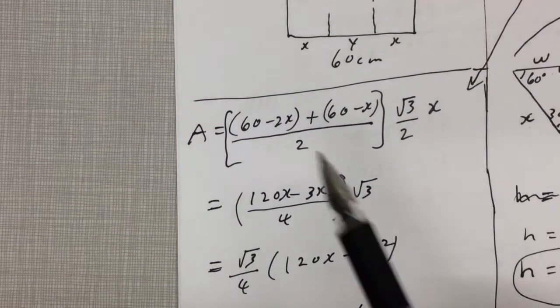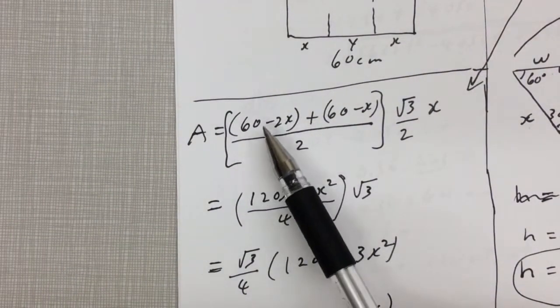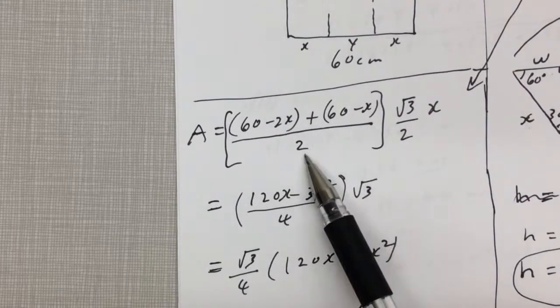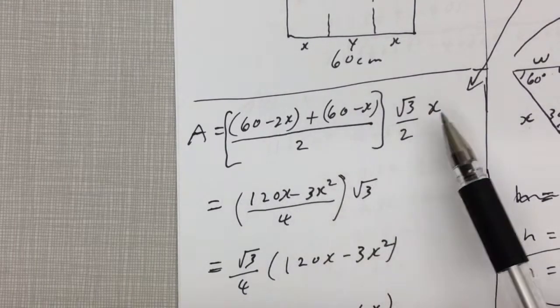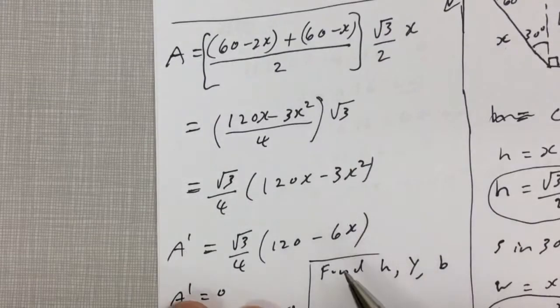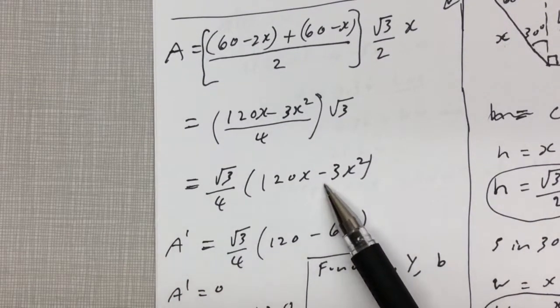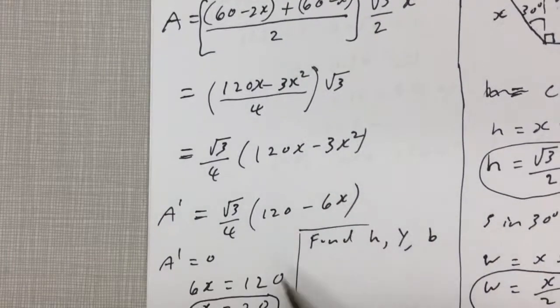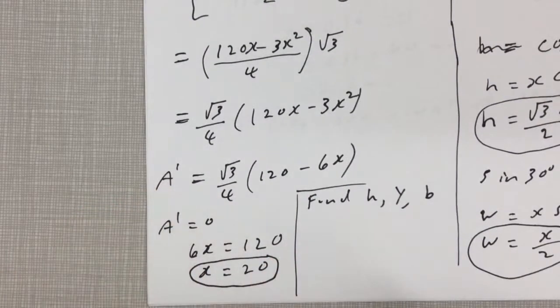Now we've got this formula: area equals the bottom plus the top, divided by 2, times the height. Work that all out, and we get this nice equation here. It's a quadratic. Take the derivative, set it to 0, and we get x equal to 20, and now you can find the other dimensions.